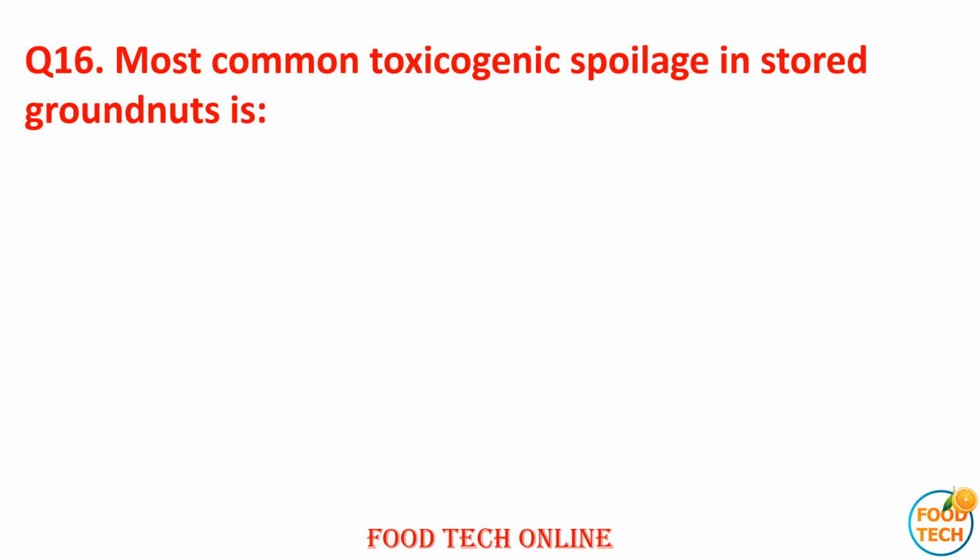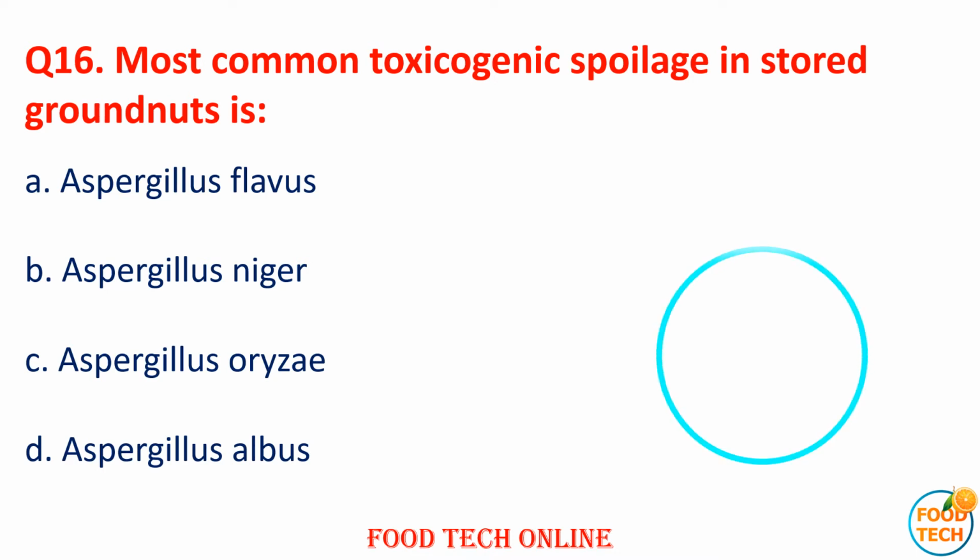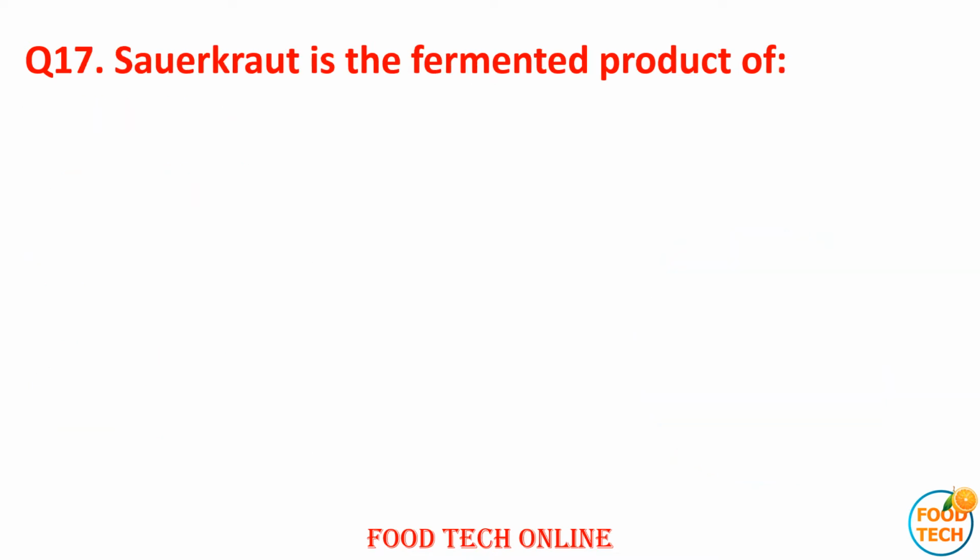Question 16. Most common toxigenic spoilage in stored groundnut is by A. Aspergillus flavus, B. Aspergillus niger, C. Aspergillus oryzae, D. Aspergillus albus. Answer D. Aspergillus albus.